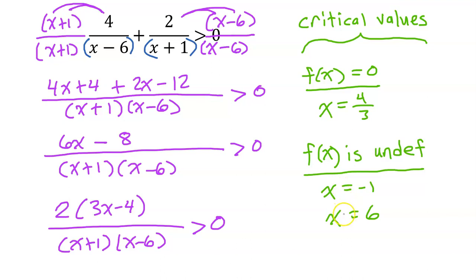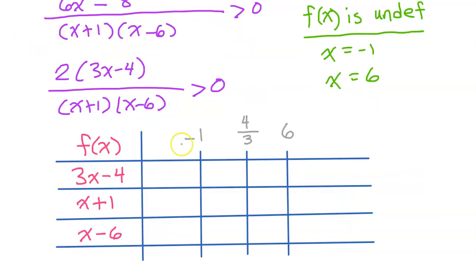Let's make a sign chart. So here are the critical numbers across the top. We need to find out whether these factors are positive or negative in each interval. Let's start with 3x minus 4. This will equal 0 at 4 over 3. It will be negative to the left and positive to the right.